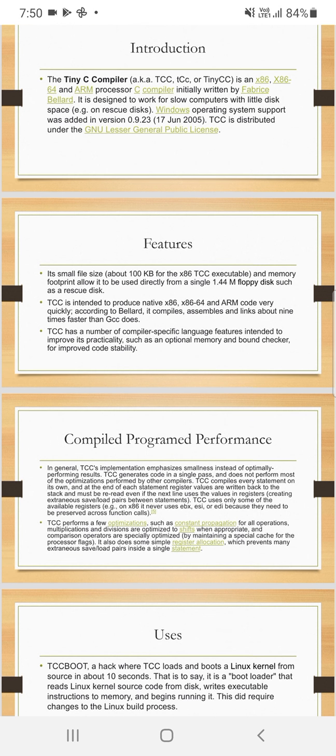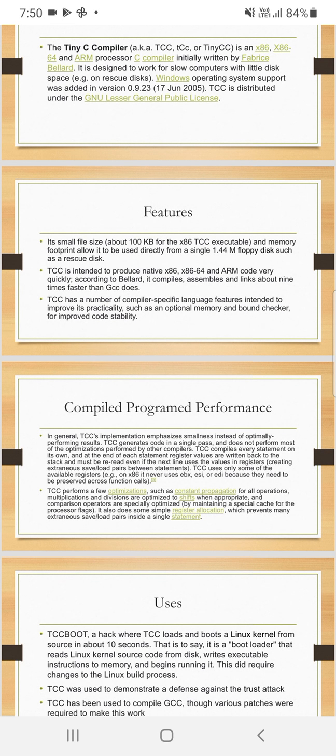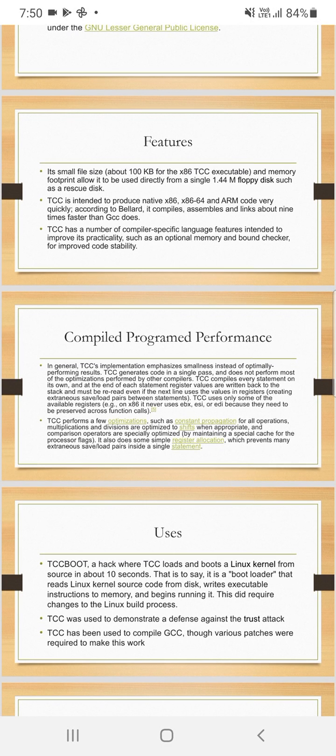Next, we're gonna see what all the features of the Tiny C compiler are. Its small file size and memory footprint allow it to be used directly from a single 1.44M floppy disk, such as its rescue disks. TCC is intended to produce native x86, x86-64 and ARM code very quickly. According to Bellard, it compiles, assembles, and links about 9 times faster than GCC does. TCC has a number of compiler-specific language features intended to improve its practicality, such as an optional memory and bound checker.